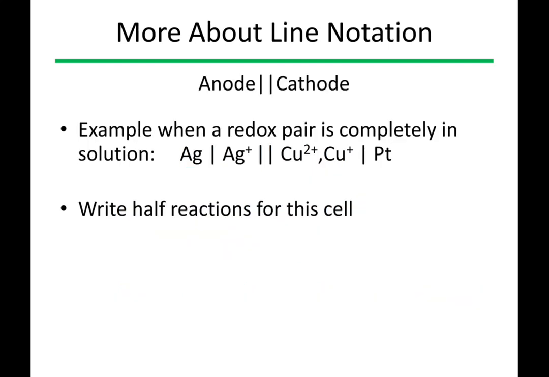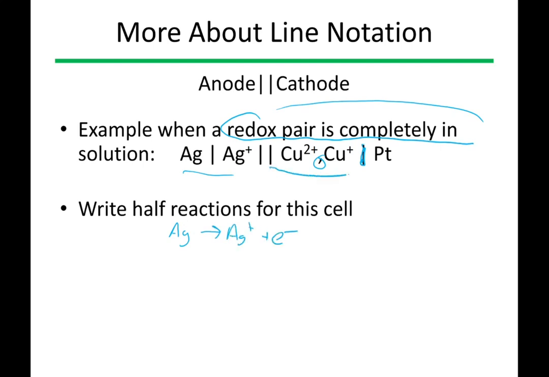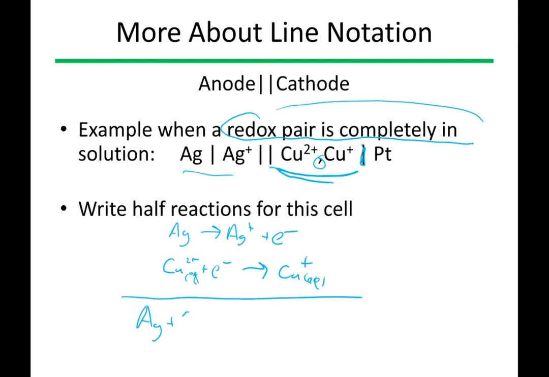You might also see another case with these line notations where we have the redox pair, so whatever reaction's happening is in the same phase. So we're still writing left to right, but since we don't have a phase change, instead of using a bar, we'll separate them with a comma. So in this case, we still have our silver anode, and so this will be our oxidation half reaction. And this is telling us that the copper is the cathode, and it's going from copper 2+ to copper 1+. And so we would write this reaction, Ag plus Cu2+, going to make Ag+ plus Cu+.